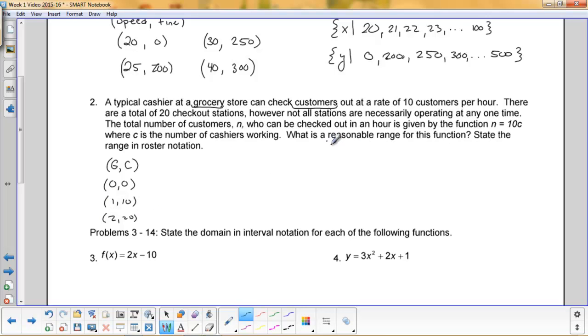Again, what is the reasonable range for this situation in roster notation? Okay, well the range is the y values. We're going to start at 0. I can get 10, 20, 30. You can see I'm skip counting by those 10s now, so I'm going to go ahead and use that continuation symbol there. And then what's the maximum amount that I can check out? Well, let's think for a second. If I have 20 checkout stations, that means I have to stop at 200 customers.